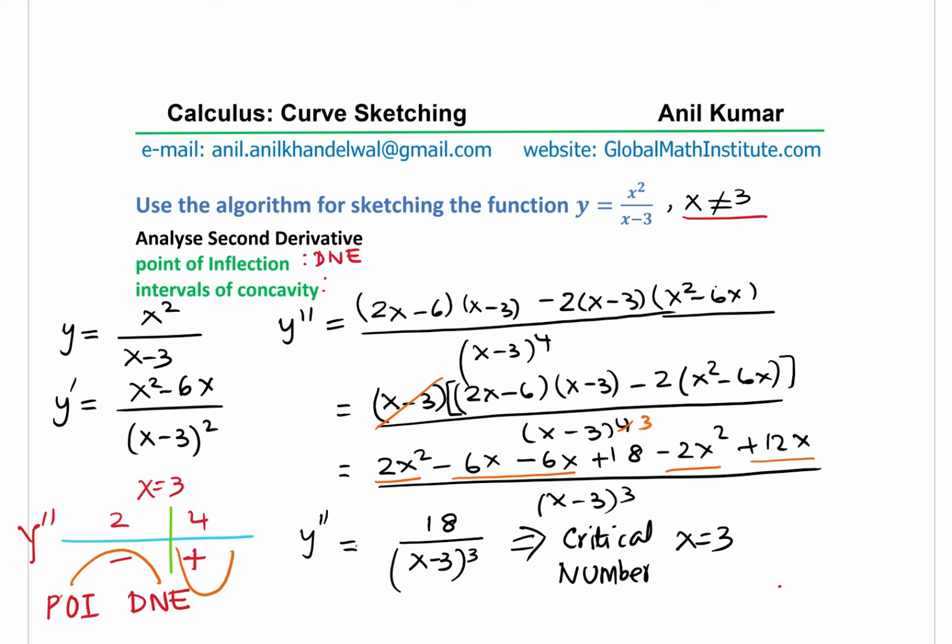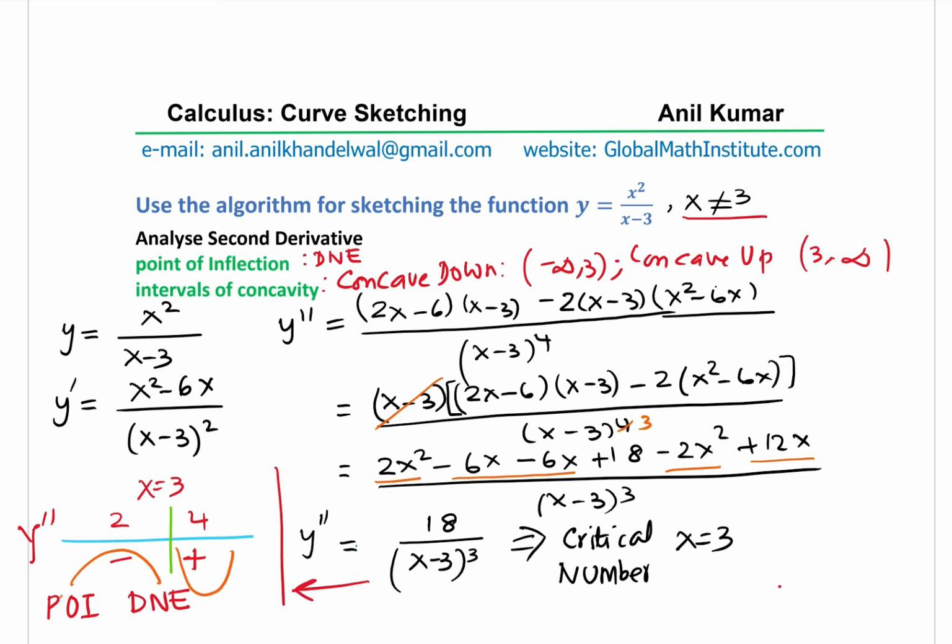As far as the interval for concavity is concerned, we have concave down in the interval minus infinity to 3, and we have concave up in the interval from 3 to infinity. Perfect. So we have found each and everything required to sketch a graph. Let us now look into the details of sketching the graph itself.